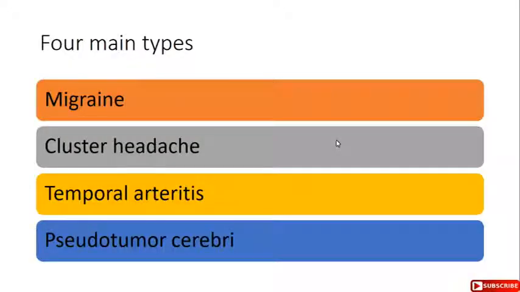Okay, so we're going to review the four main types. These are the migraine, the cluster headache, temporal arteritis, and pseudotumor cerebri. We're going to review how to diagnose them, how to treat them, and what the differences between them are. So let's start with the first one. Just to remember, for this lecture, I'm using the International Headache Society classification of headaches.